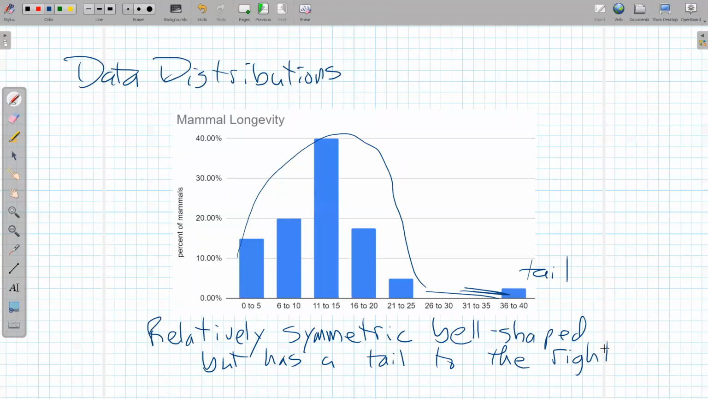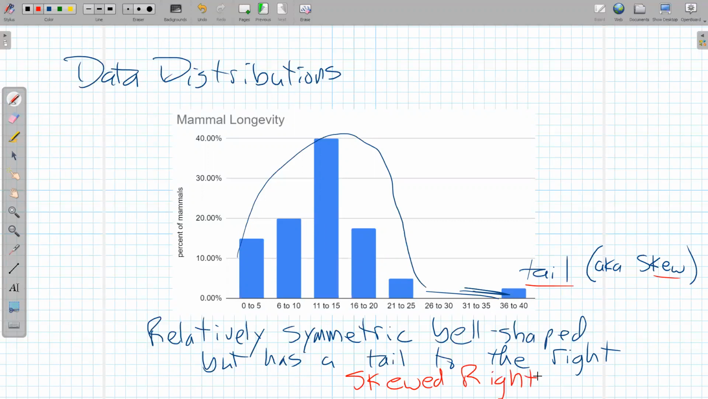Whenever I see in a distribution that it has a tail, that tail is called a skew. This value right here is pulled away from the rest of the data. So for this particular data set, I would say it looks skewed right to me. Skew is always the tail. They are synonymous.